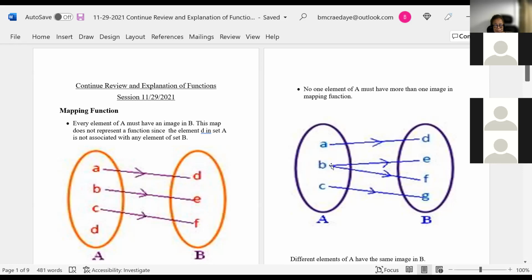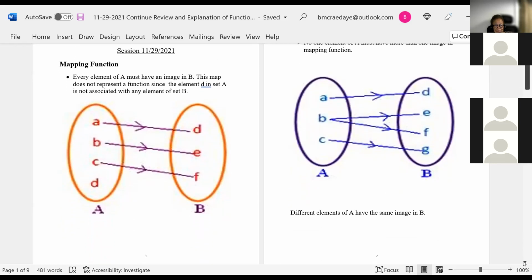This input B element is mapping to both E and F. That cannot be a function, because a function is a one-to-one relationship, one element to one element. Okay, and here you have different ones. You have an E and an F. You follow that, Audrey? This does not represent a function because B is mapped to two different elements. Yes. Okay, so that's not a function.